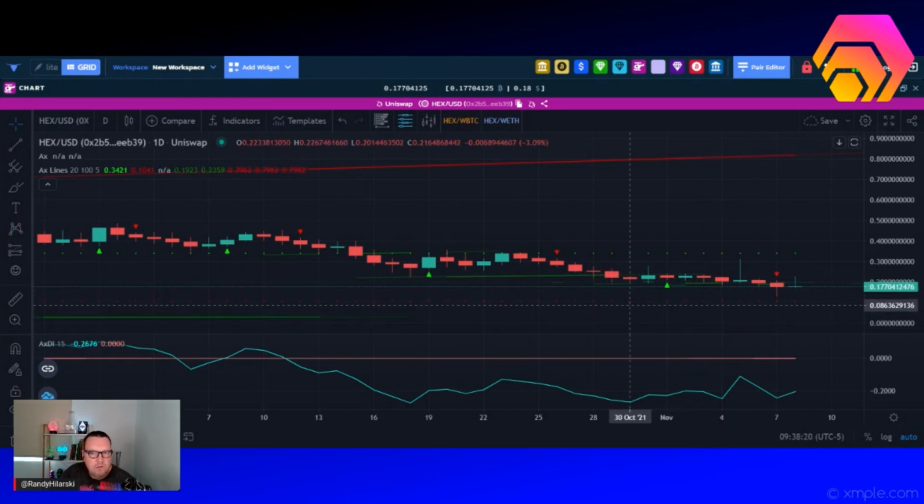All right. So here's the support and resistance. We have really good support here, just above 10 cents. And we have strong resistance at about 34 cents. So that's the channel that we're in. DI is below the zero line. It's been below since the 10th of October. So it's been quite a while.